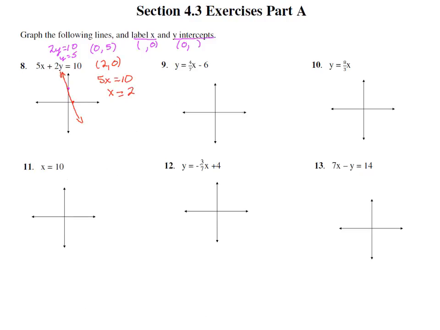Number 9. Here we have y equals 4/7 x minus 6. Let's get the y-intercept. We'll stick 0 in for x, and we get y equals 4/7 times 0. Well, that's just 0 minus 6, which is negative 6. So y equals negative 6. Oh, good. 0, negative 6. Let's plot that guy right down there somewhere.